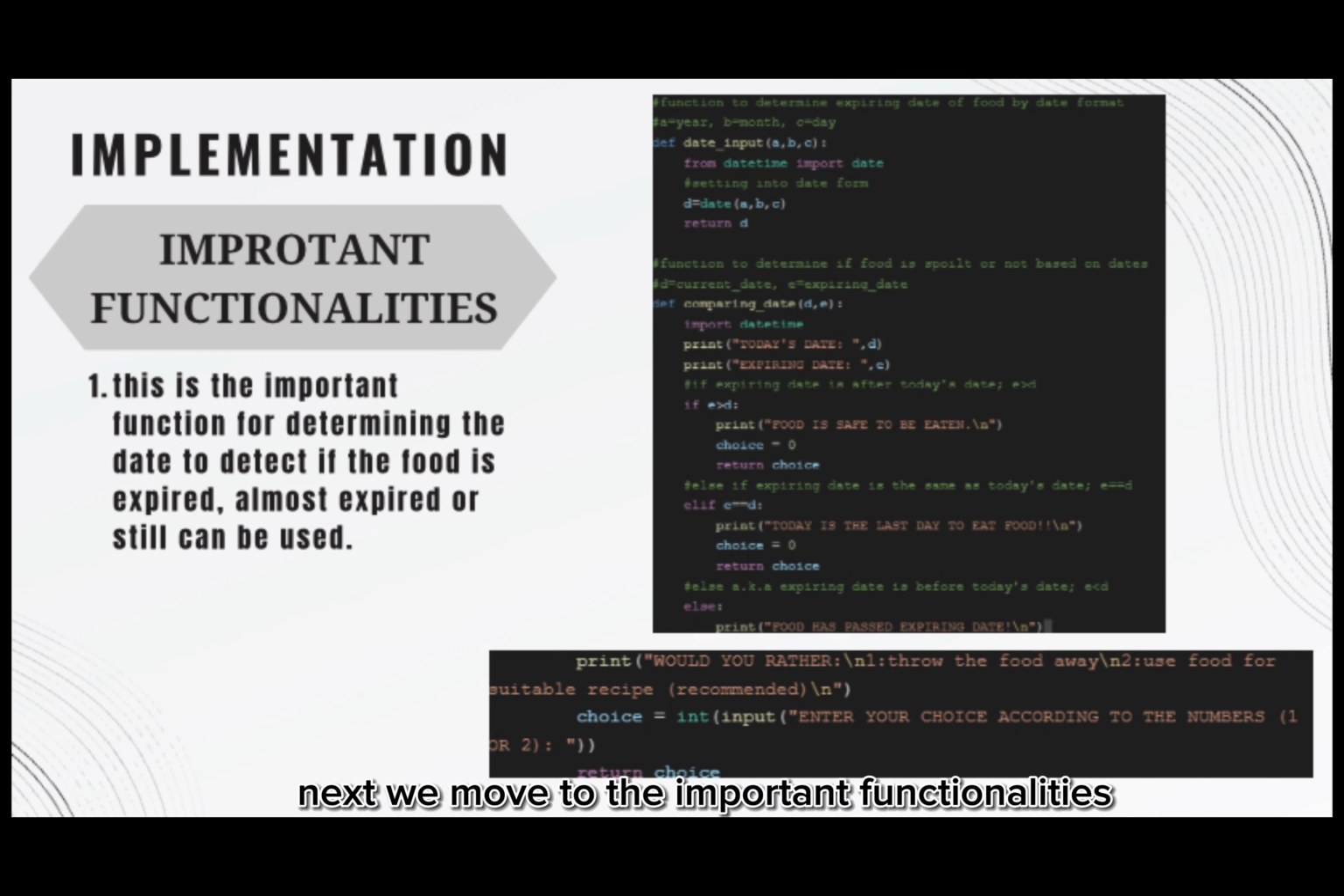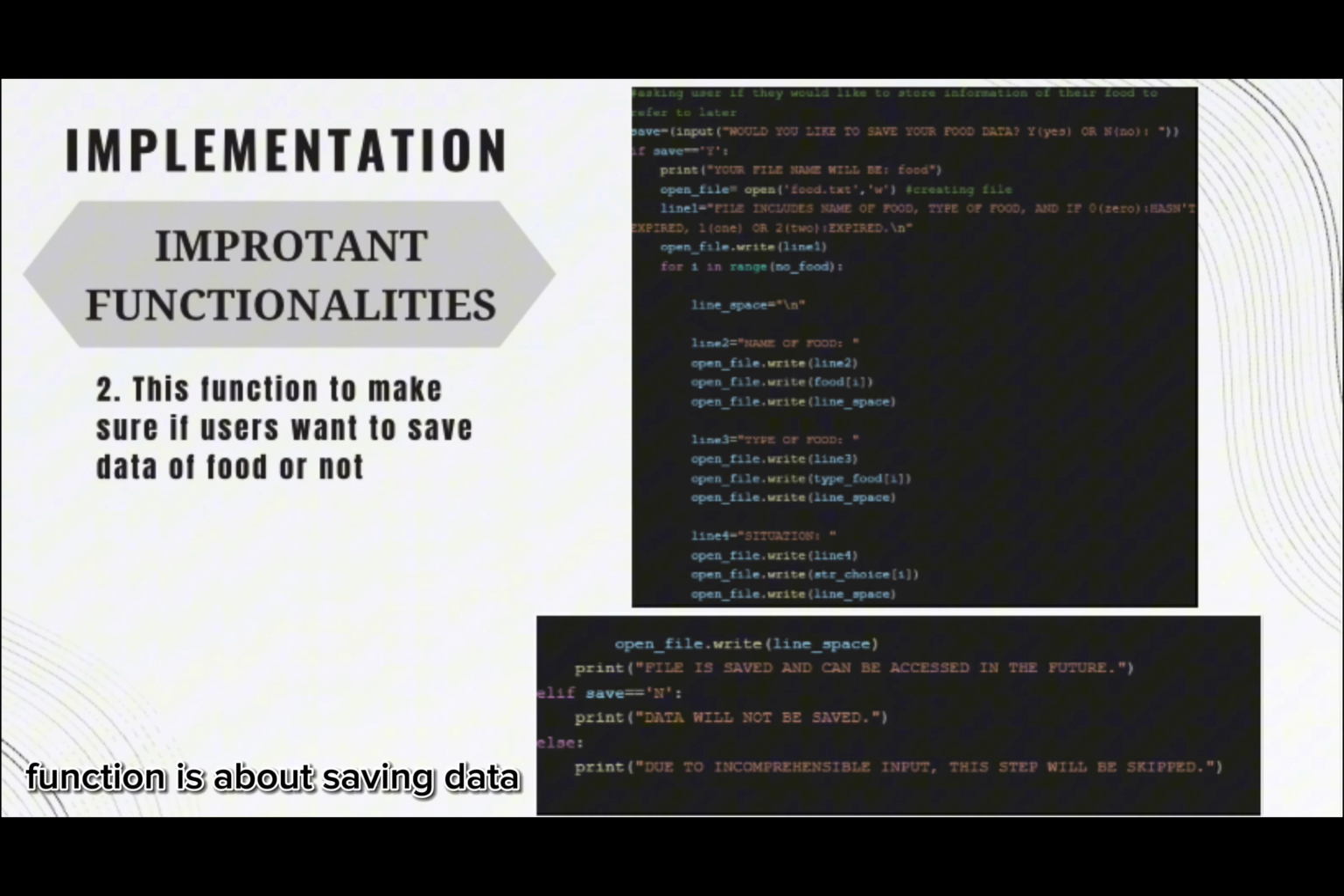Next, we move to the important functionalities. The first important function is the date input and comparing date. This is an important function to determine the date, and then we detect if the food is expired, almost expired, or still can be used. The second important function is about saving data. This function is important to make sure if users want to save data of food or not.